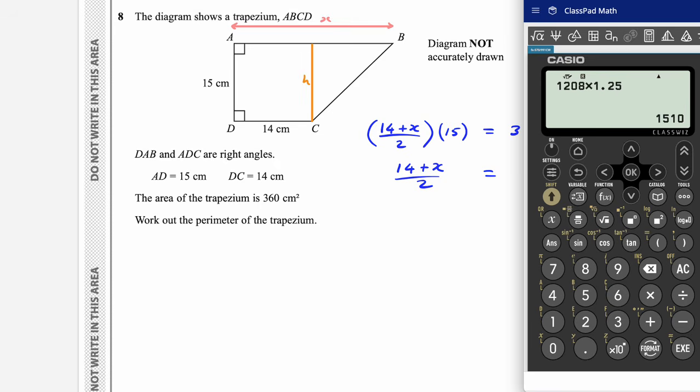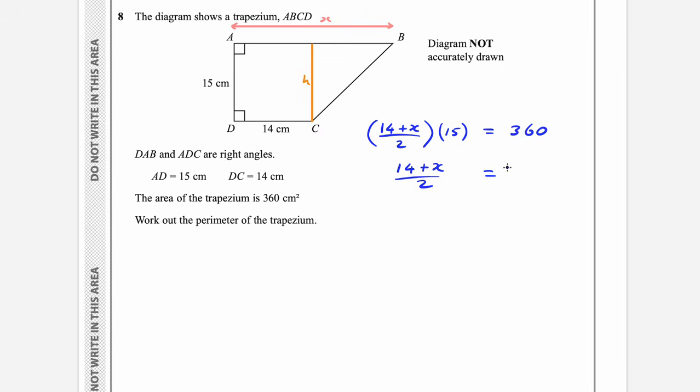Okay, first, guys, let's divide by the 15. So I'm going to do 14 plus x over 2 equals 360 divided by 15. That goes, guys, let's just use our calculator. 360 divided by 15 is 24. Then multiply across by 2. So I get 14 plus x equals 48. And then x is 48 minus 14, which is 34. Okay, now I've got x.